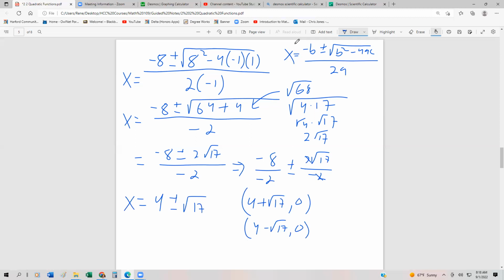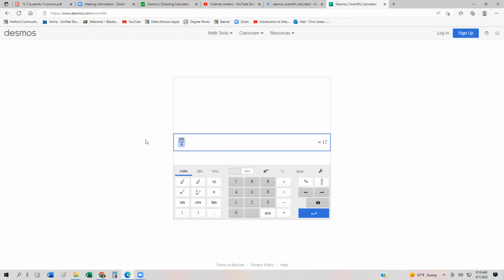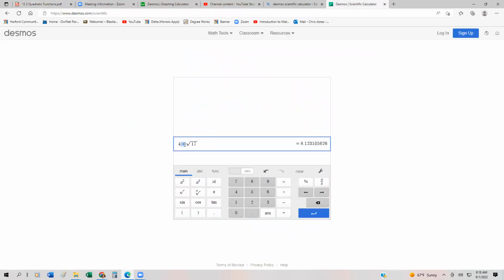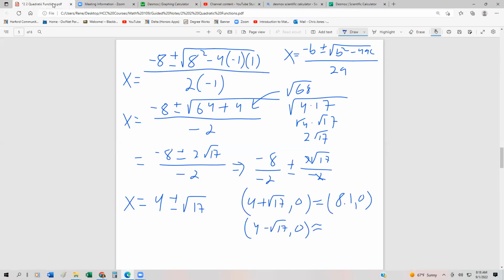All right, and then if we got an approximation for these, which is probably going to be best for us, let's just go into our calculator and do that. That would be 4 plus root 17, and that's going to give us 8.12. I'll just say 8.1, so that's going to be 8.1, comma 0. And then let's say 4 minus root 17. I could just change this to a minus really quickly, and that's going to give us negative 0.1. So really close to the axis. So that's going to be negative 0.1, comma 0.